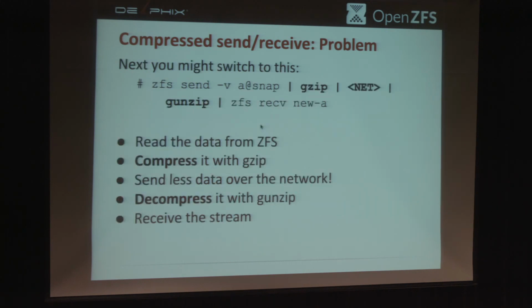As an initial step to make this a little bit better, you might compress the data before it's sent over the internet and unzip it on the other side. So what we would do here is read the data from ZFS using ZFS Send, run it through gzip, and send it over the network, but less data this time because we've compressed it down to some smaller size, and then decompress it on the other side and receive it into the new file system.